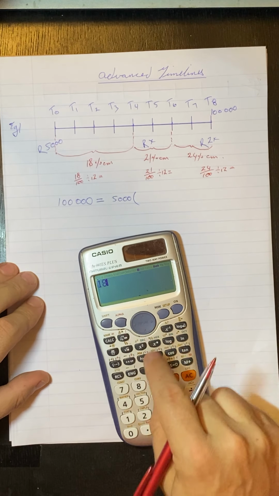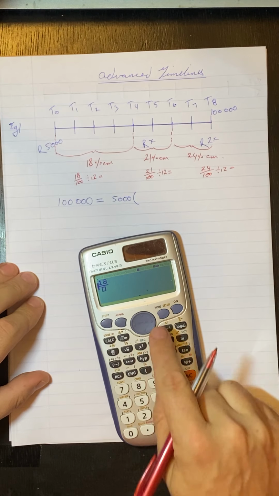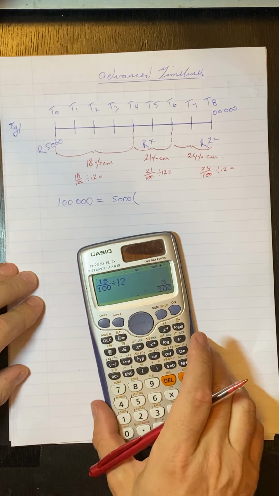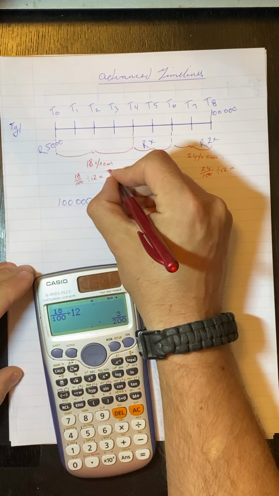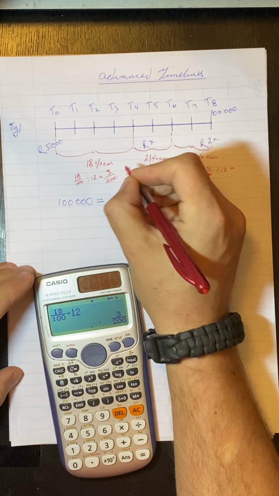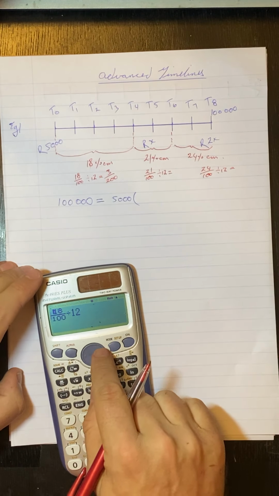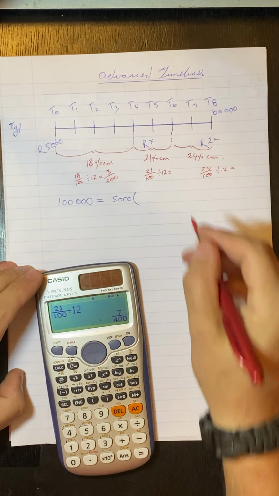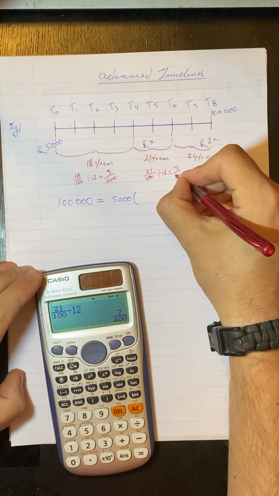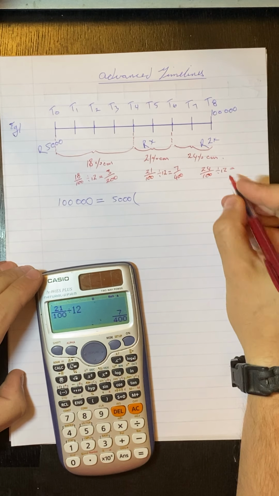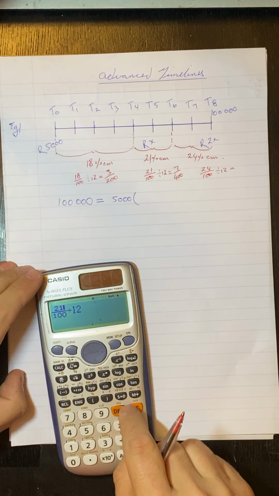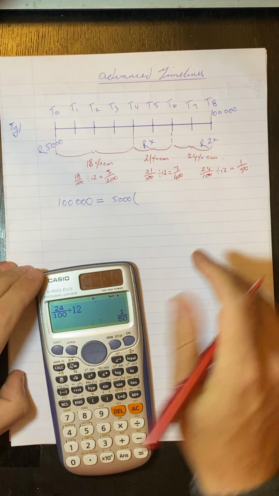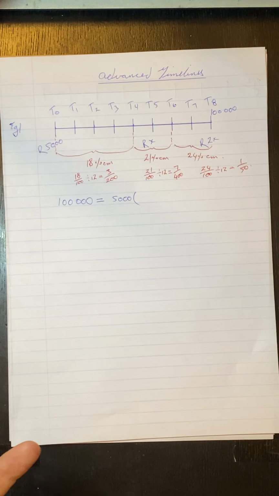18 over 100 divided by 12, and we're getting 3 over 200. Likewise for this one, 21 over 100 divided by 12, 7 over 400, and then for the last one, 24 over 100 divided by 12, 1 over 50. Okay, so I'm going to be using the compound formula.